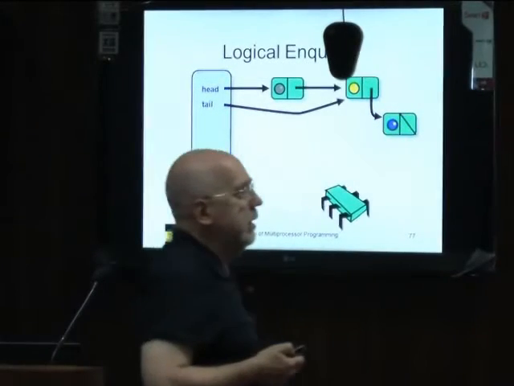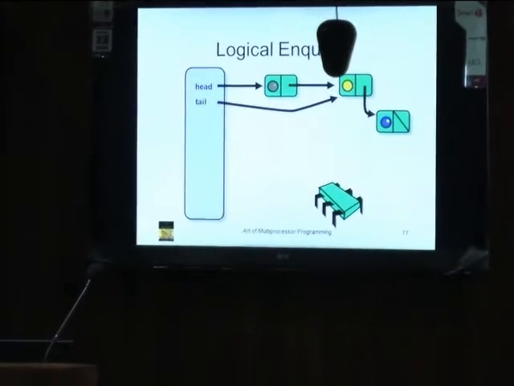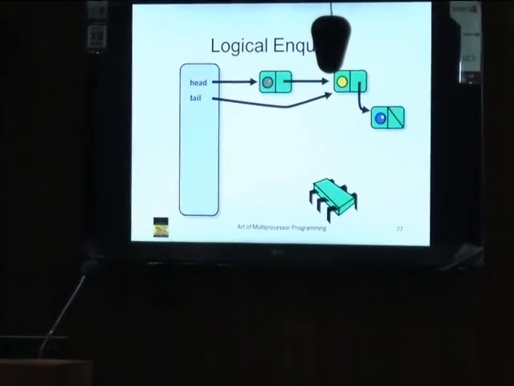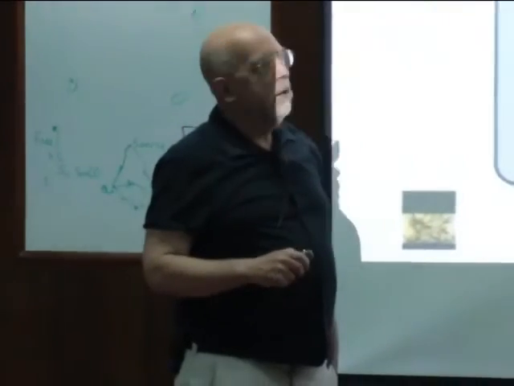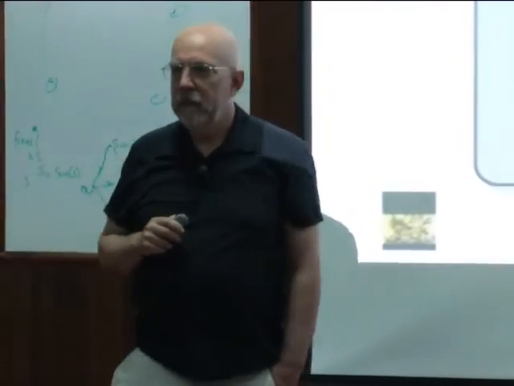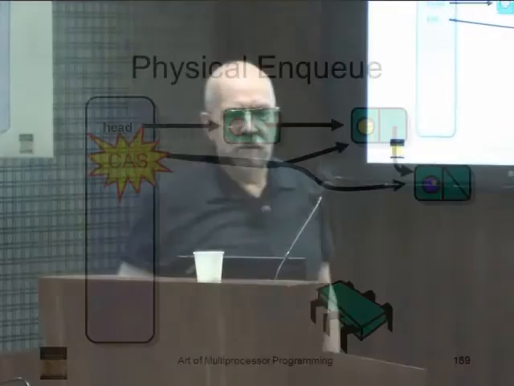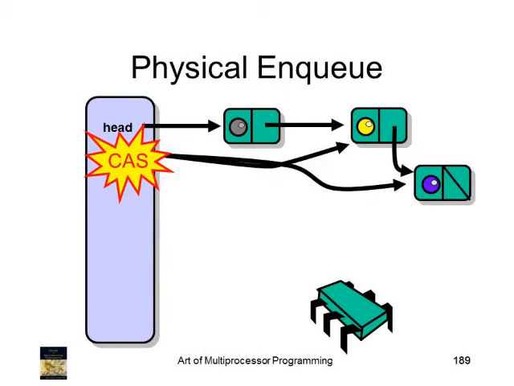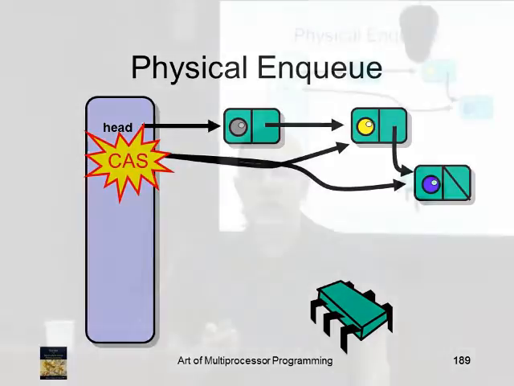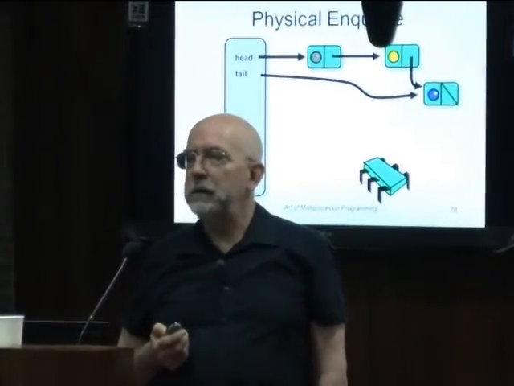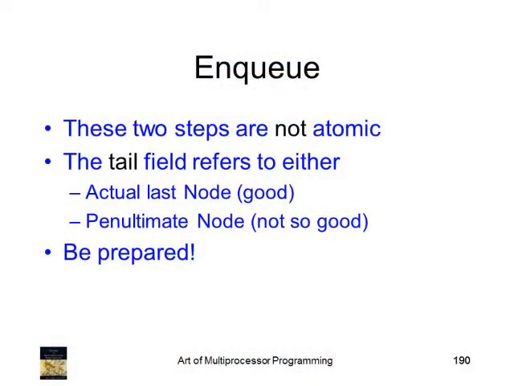And so now we're in a kind of curious halfway state, because the item is reachable from the head, but the tail is off by 1. And because I'm assuming we don't have transactional memory, we can't change the head and the tail simultaneously. So we have to split this operation up into 2 atomic steps. So then we do the physical NQ, where we do a compare and swap to set the tail field to point to the new and actual tail. Now let me emphasize that these 2 steps aren't atomic.